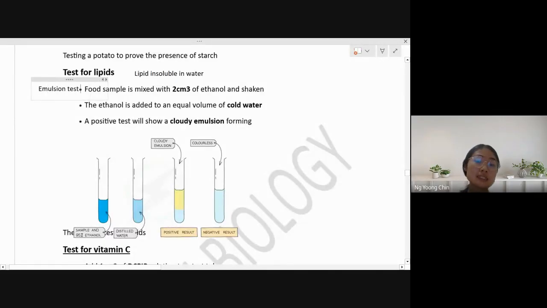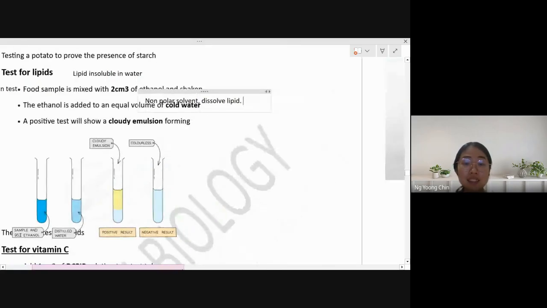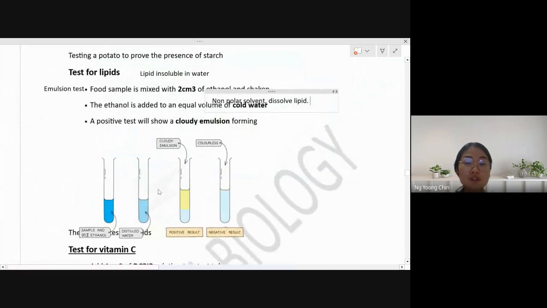If there's lipid inside the food sample, after it is mixed with ethanol, because you know that ethanol is a non-polar solvent, it is able to dissolve lipid. Just that water is unable to dissolve lipid, so it will form the cloudy emulsion, like this color. So if you have lipid inside, you produce an emulsion. If you don't have lipid inside, it will remain clear in the distilled water.